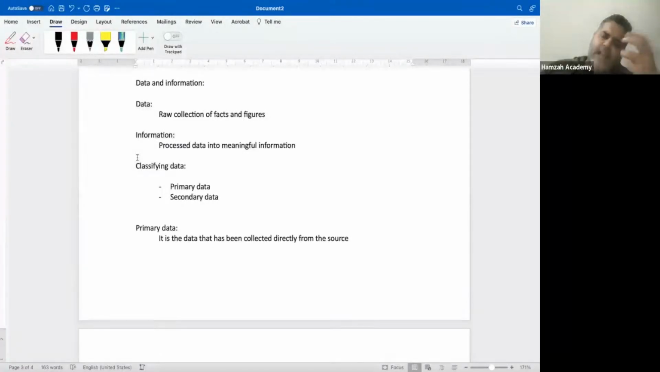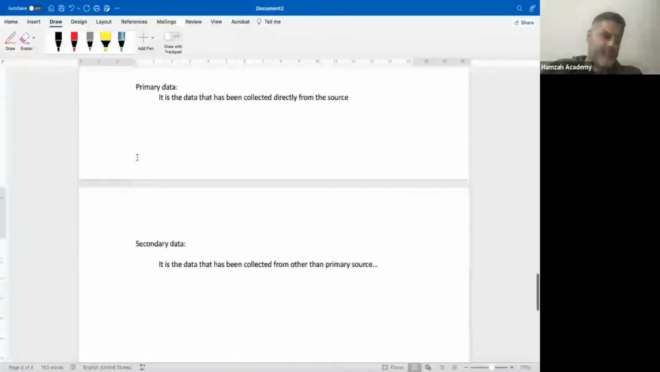So the data that they are collecting, that is the primary data, because that is directly collected from the customers. That is directly collected from the source, basically, right? And then we have the secondary data as well.